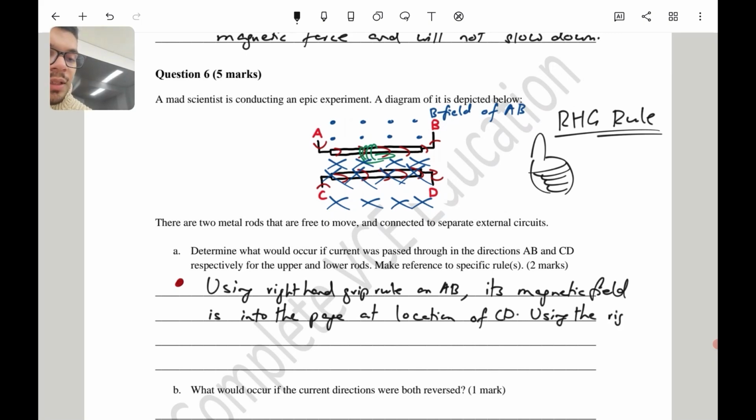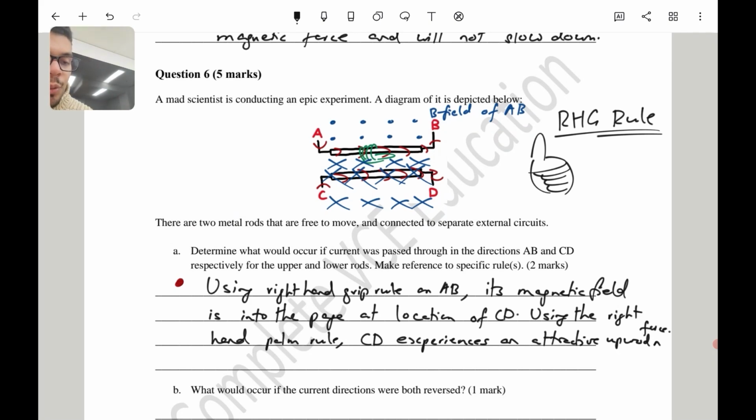Using the right hand, now we can use the right hand palm rule. CD will experience an upwards force, right? Let's do this together, guys. Fingers will be going into the page on CD, thumb should be to the right, and palm will be pointing upwards. So CD experiences an attractive upwards force. And since CD experiences an attractive upward magnetic force, using Newton's third law, you can also say that AB experiences a downwards force.